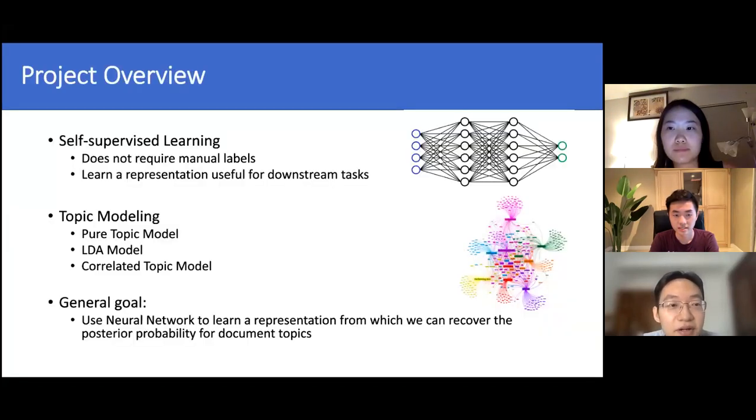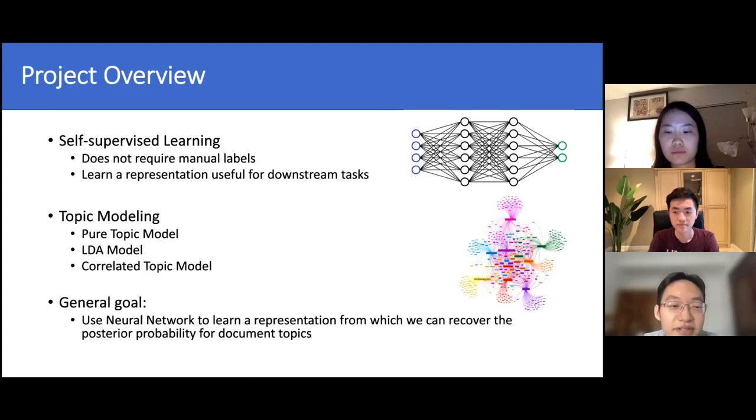As a project overview, we'll deal with two main concepts here. The first is self-supervised learning. It is a machine learning technique that does not require many manual labels, and it does so by implicitly generating data and label pairs. So it actually saves lots of work, and the goal is to learn a representation useful for downstream tasks.